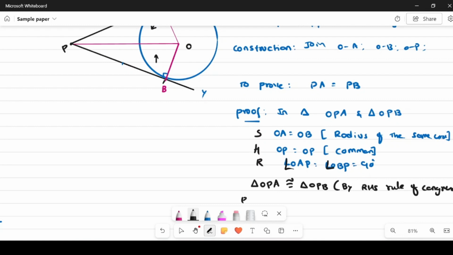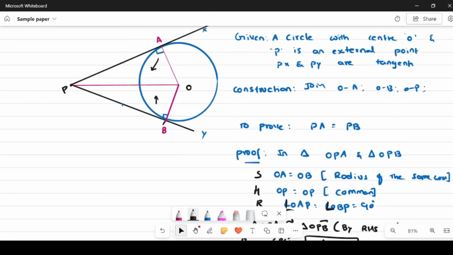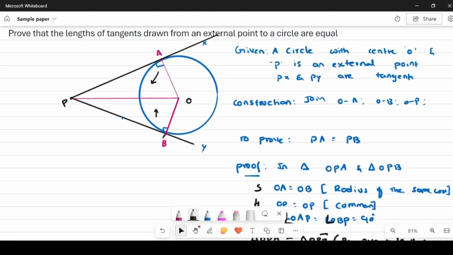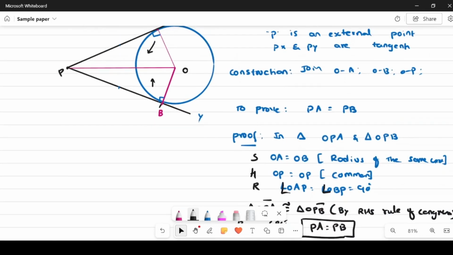Okay, therefore by CPCT, we can tell that PA and PB are the corresponding parts of the congruent triangles. So PA is equal to PB, hence proved. It is just very simple. We just need to prove the congruency. That's all. Alright. Okay then. Let's go for the second part.